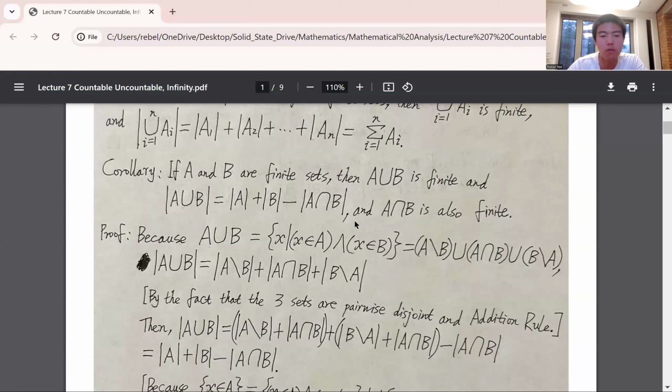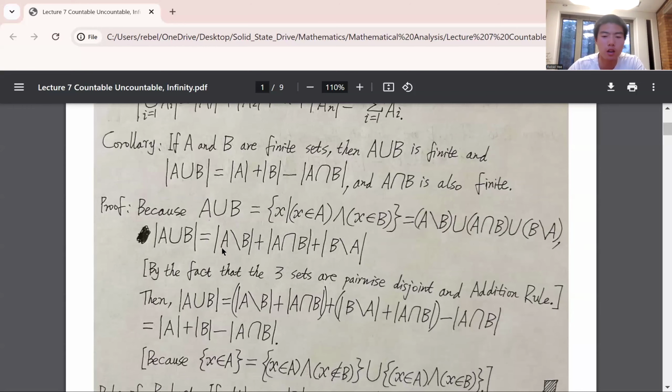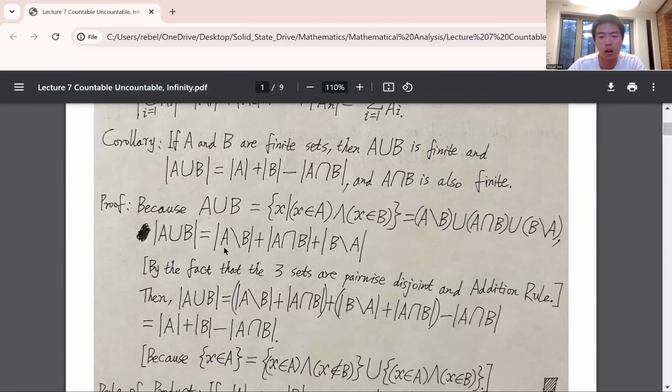So how can we prove it? The proof uses some knowledge of what we covered about sets before, the properties of disjoint sets, set difference and set union. First we can write the union of two sets A and B in this form: x belongs to A or x belongs to B. It's not and here, it's or. We can see that it is equal to A difference B, union A intersection B, union B difference A.